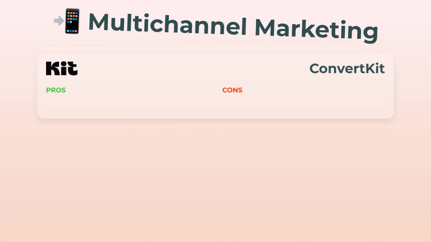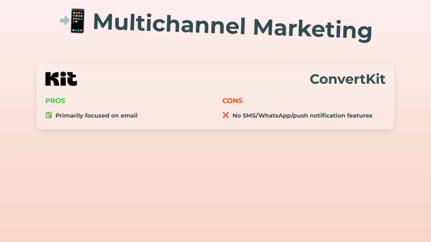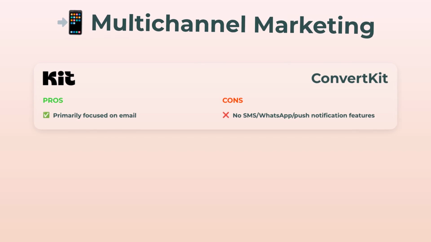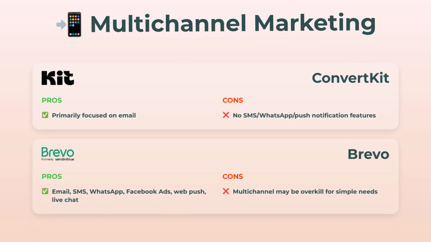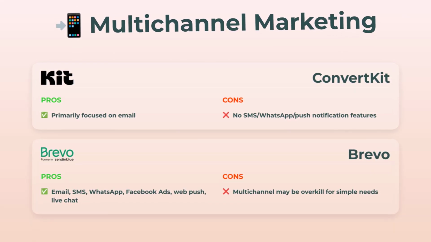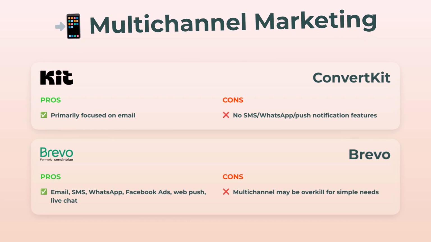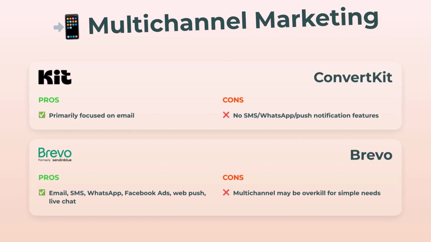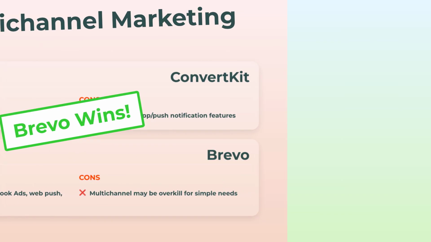Brevo. Multi-channel marketing. All right, this is where the showdown gets real. ConvertKit is all about the email life. No SMS, no WhatsApp, no push. If you just want pure email, that's cool. But Brevo? Crazy spread. Email, SMS, WhatsApp, Facebook ads, web push notifications, live chat, the whole circus. Maybe overkill if you just want to keep it simple. But honestly, so many options. Brevo takes it again.